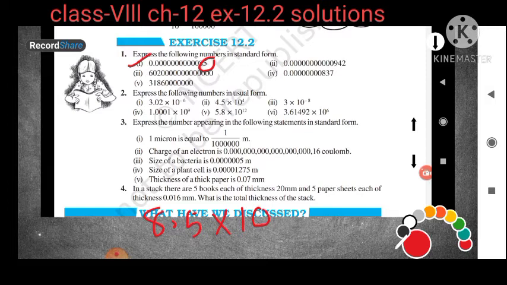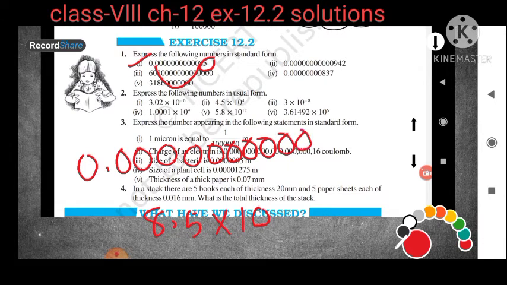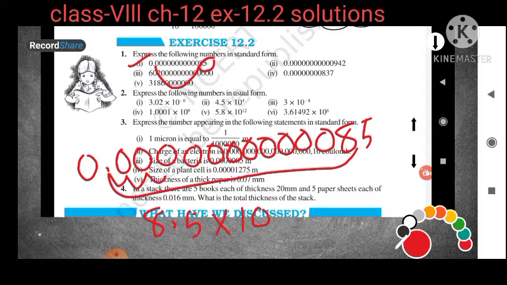If you are shifting the decimal, how many steps are you shifting? From this point to here, how much are you shifting? The question is 0.1 2 3 4 5 6 7 8 9 10 11, then 85 is there, isn't it? So you will shift this decimal to here. How much are you shifting? 1 2 3 4 5 6 7 8 9 10 11 12, isn't it? So the point is jumping 12 times. So what will you write? 10 to the power 12.